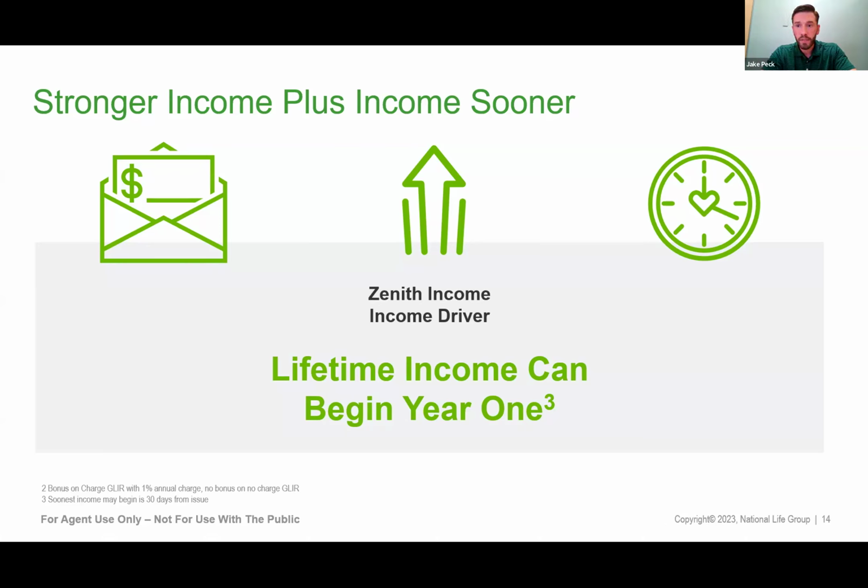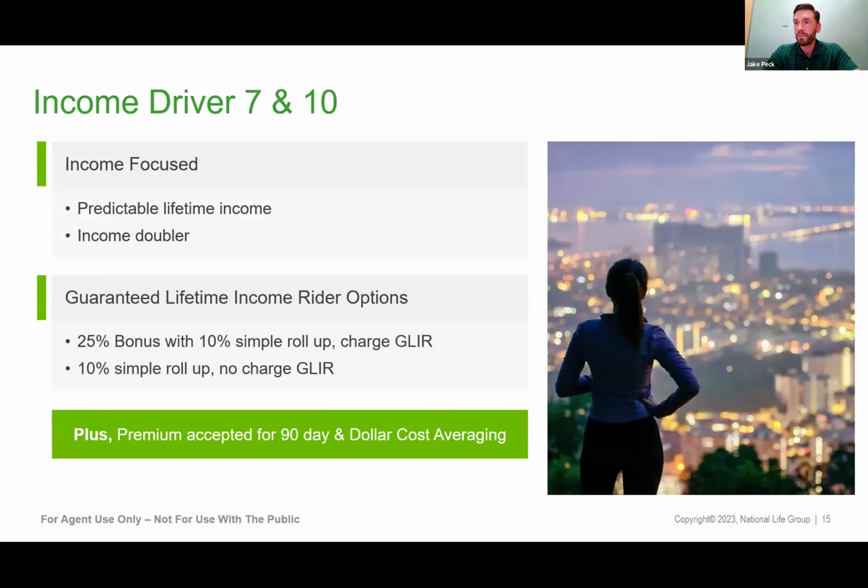So big change, nice shift for those people that are early or close to retirement that are like, hey, I need my money 30, 60, 90 days from now when I'm going to be out of work. We can help accomplish that now with our annuity products. All right, so we're going to start with Income Driver and go through a case study with it.